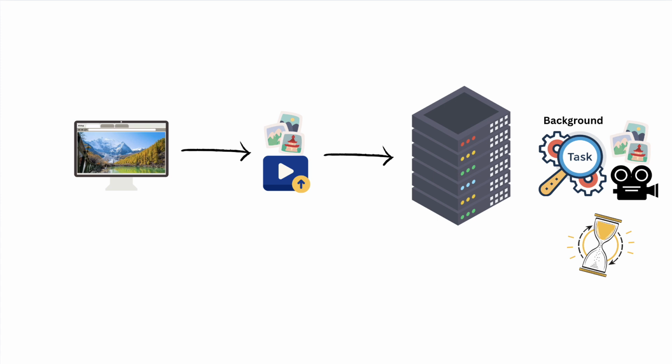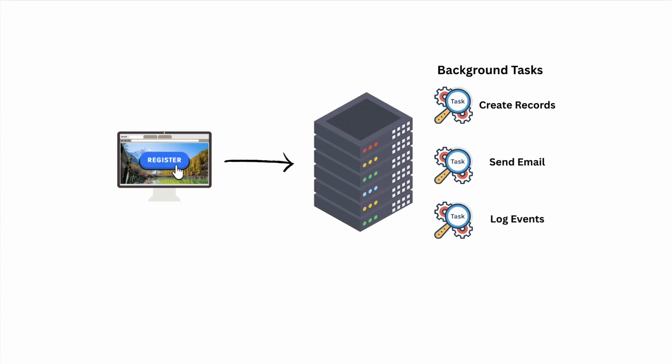Video encoding is another classic example. When someone uploads a video, converting it into different formats for various devices takes time, so it's better handled asynchronously. Even user registration itself can trigger multiple tasks, like creating records, sending emails, logging events, all of which can be kicked off without holding up the user. In chat applications, messages are sent and received in real time, but the underlying processes often use asynchronous communication to keep things smooth and responsive.